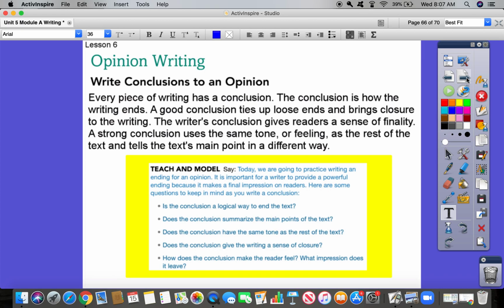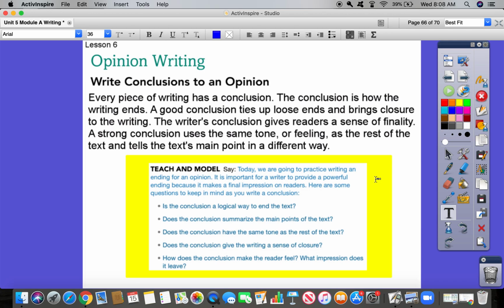A strong conclusion uses the same tone or feeling as the rest of the text and tells the text's main point in a different way. So today we're going to practice writing an ending for an opinion. It is important for a writer to provide a powerful ending because it makes a final impression on readers.